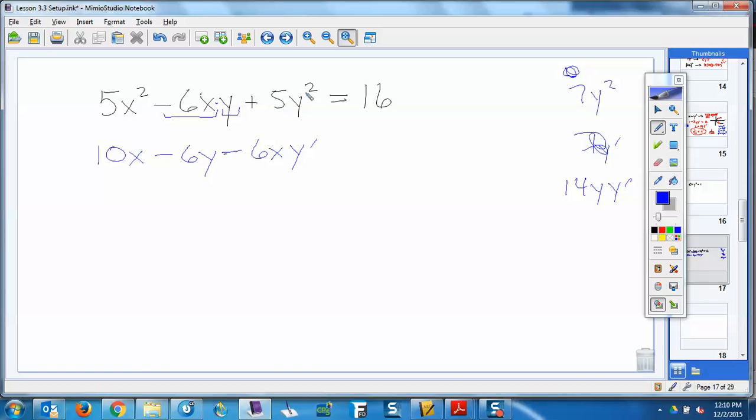Not bad, not hard. Plus, what's the derivative of that? Careful. 10y is the normal derivative, and then tack on a y prime. So 10y, normal derivative, tack on a y prime. Equals, careful, 0. Derivative of 16 is 0. Don't forget about making that a 0. Okay?